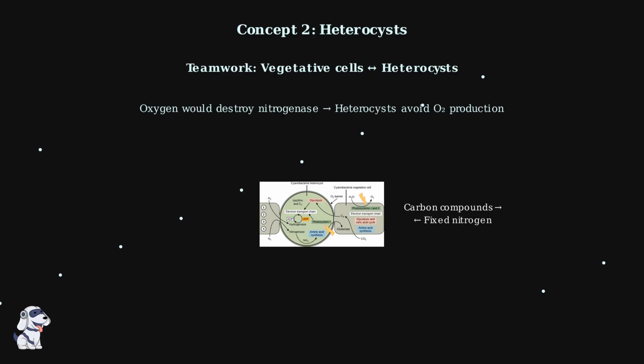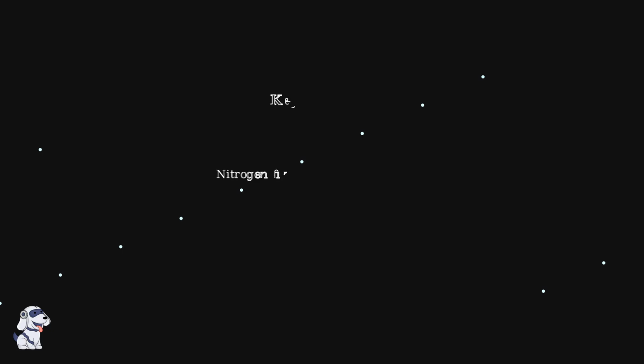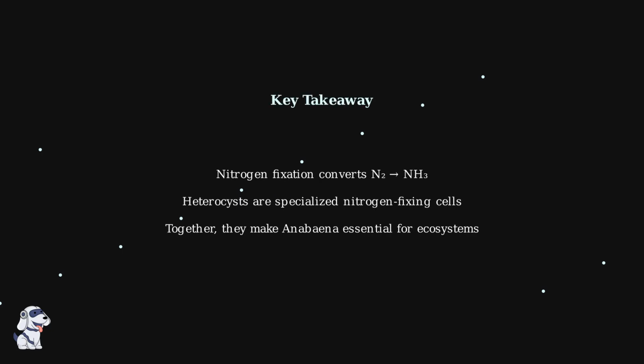Here's the beautiful cooperation. Vegetative cells do photosynthesis and share carbon compounds with heterocysts, while heterocysts fix nitrogen and share it back with the vegetative cells. These two concepts work together to make Anabaena incredibly important in aquatic ecosystems. The specialized heterocysts enable efficient nitrogen fixation, which supports the entire food web. Understanding these fundamental concepts helps us appreciate why Anabaena is such a remarkable and ecologically important organism.